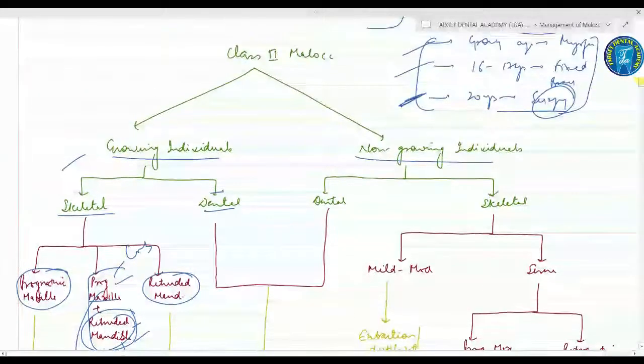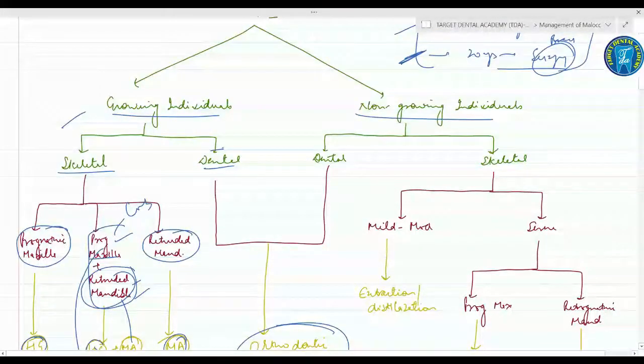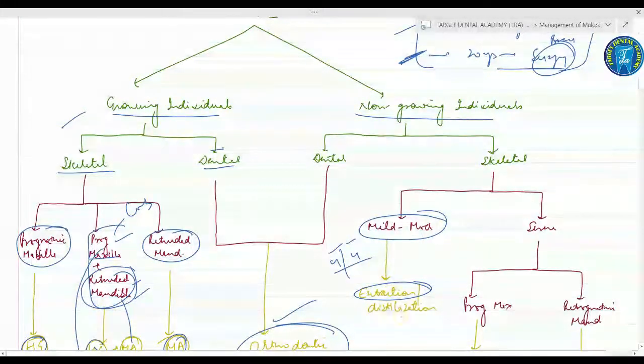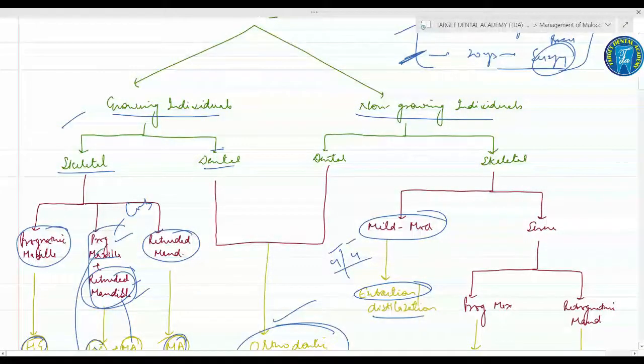When a patient comes to you in his non-growing age, dentally you will perform the orthodontic treatment, and skeletally, if there is mild to moderate class 2 malocclusion, you can treat it by extraction. In case of class 2 malocclusion, you will go for upper 4 extraction mostly. If a patient exhibits a class 2 molar relationship and severe proclination, then you will go for upper 4-4. And also you can treat this case with distalization of the molars.